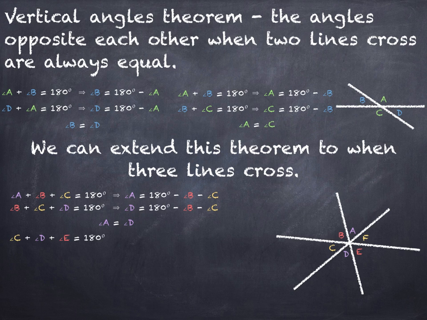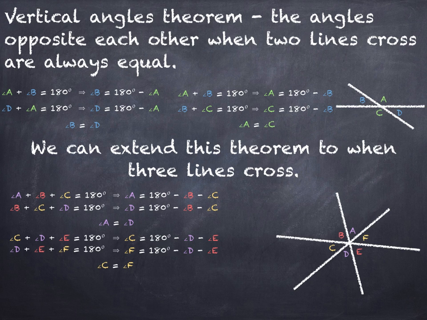Angle C plus angle D plus angle E also create a line equaling 180 degrees. Rearranging the formula to show that angle C equals 180 degrees minus angle D minus angle E. Angle D plus angle E plus angle F also equal a line which is 180 degrees. And by rearranging this equation, we see that angle F equals 180 degrees minus angle D minus angle E, showing that angle C equals angle F.